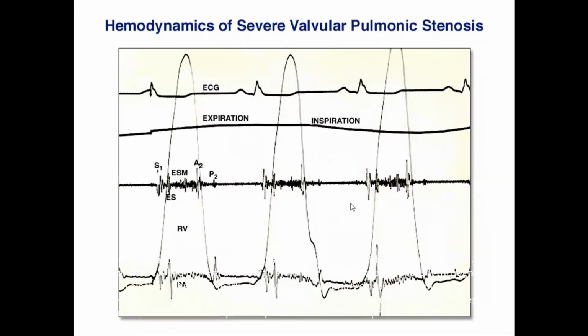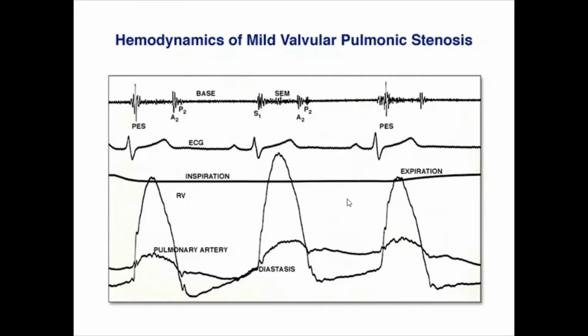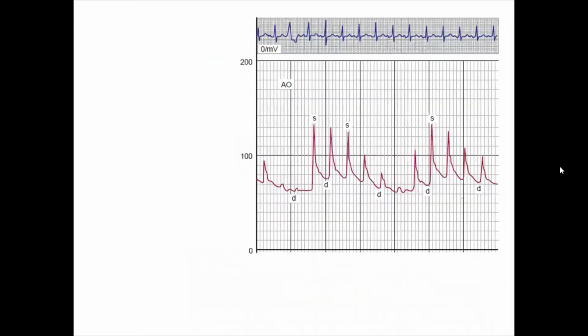So this one is severe pulmonary stenosis. This one is mild pulmonary stenosis. Severe, mild. Okay. So because now we are short in time, I think we have to be a bit faster.